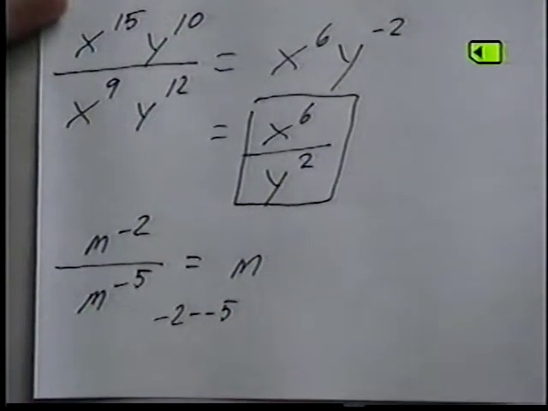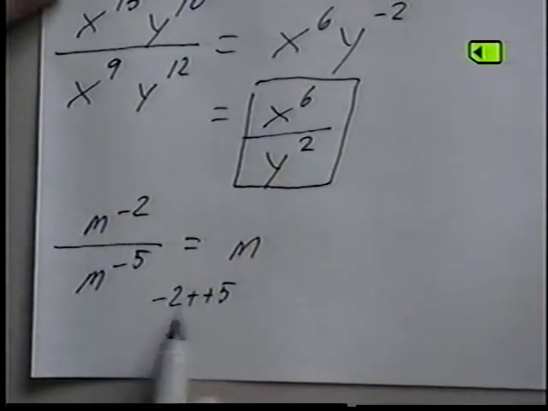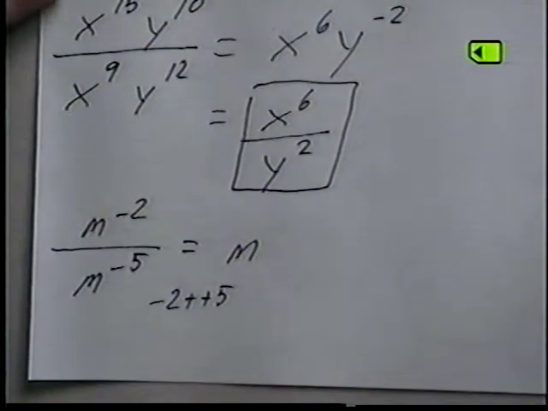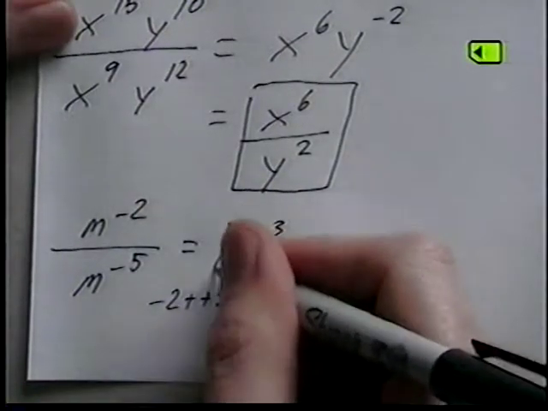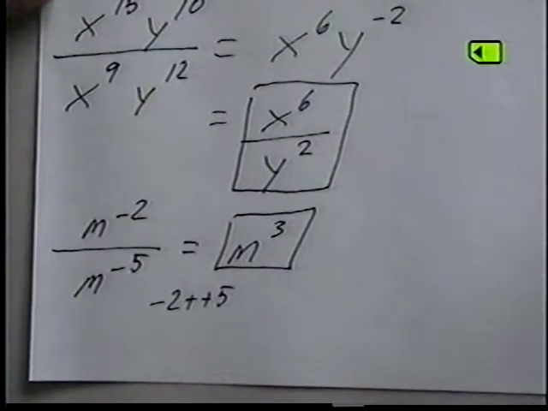Minus minus, you can switch to plus plus. And now you have negative 2 plus 5, which would be a positive 3. Subtract the numbers. 5's bigger, keep it positive. Final answer, m to the third power, or m cubed.